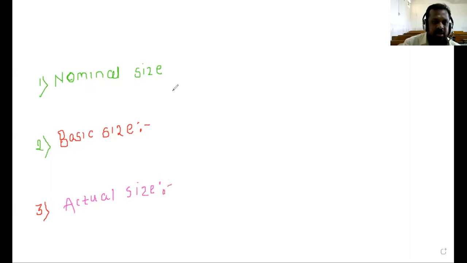Anybody having any idea? When can we call it the nominal size, when can we call it the basic size, and what is meant by the actual size?